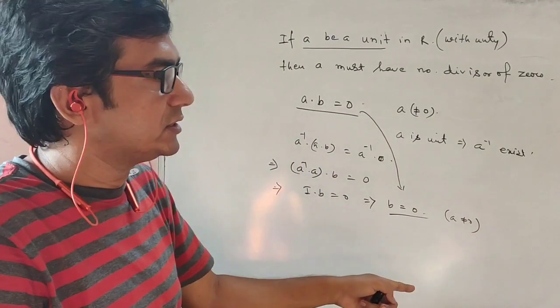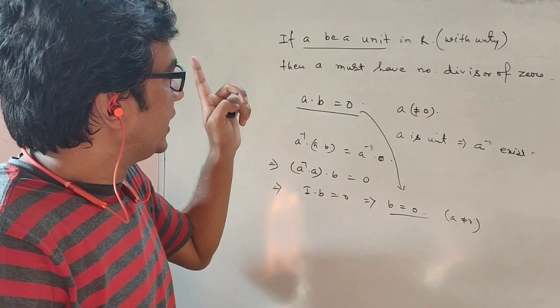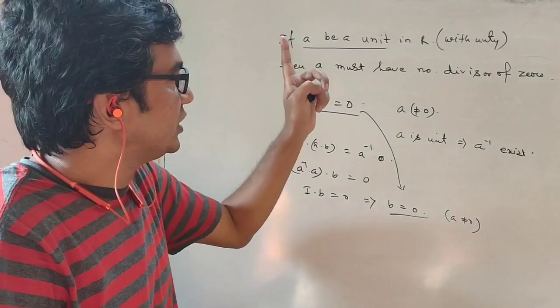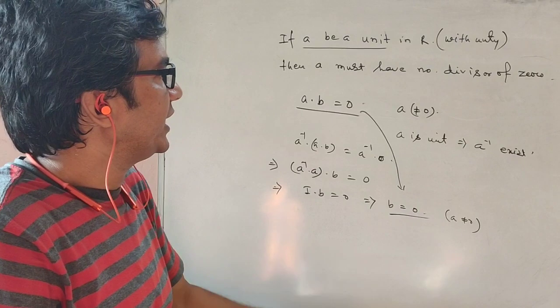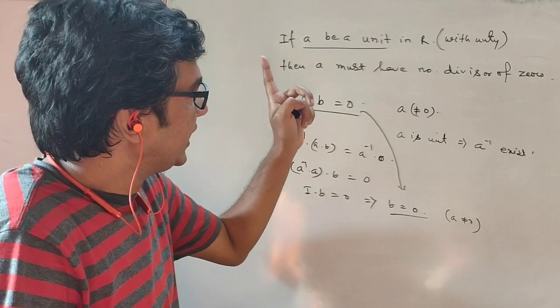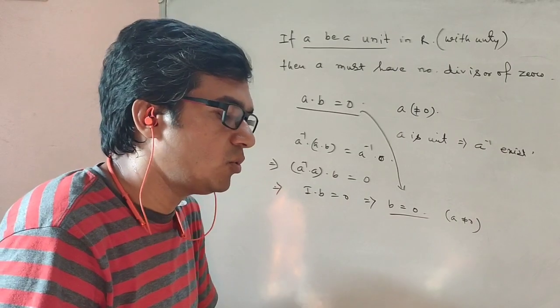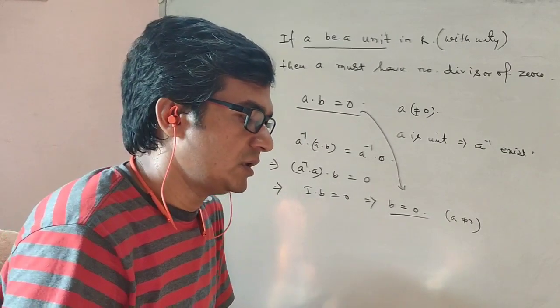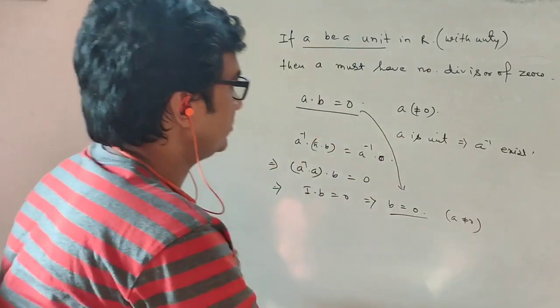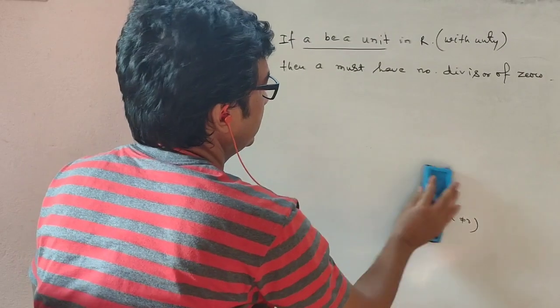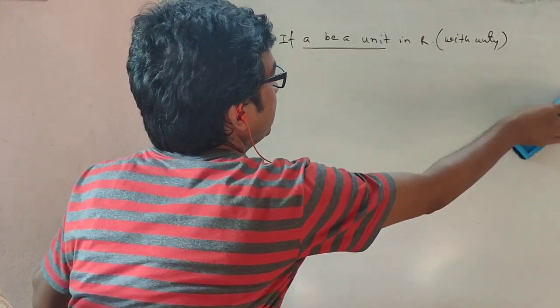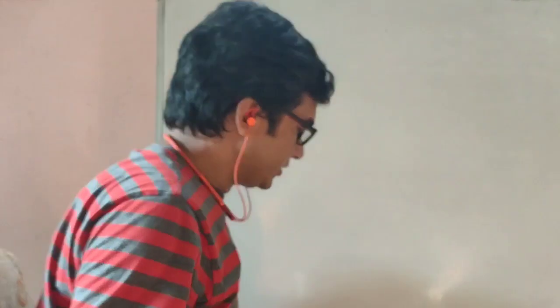This relation shows that if an element A is a unit in R, then A must have no zero divisor. And another important theorem we can prove here is this theorem.